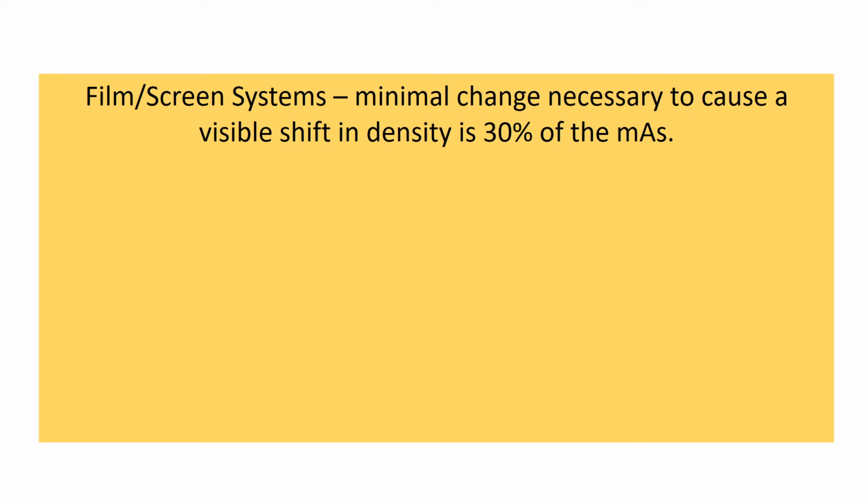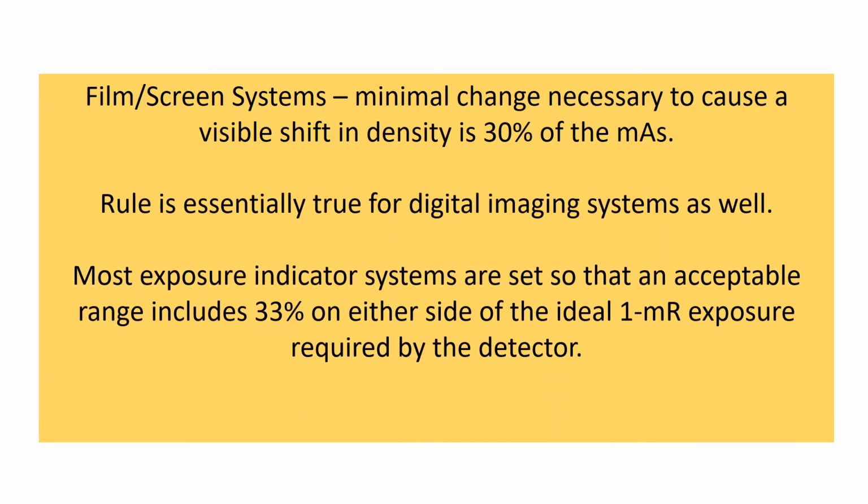Now, when film screen systems were used, in order to see any visible shift in density at all, you had to change your mass by at least 30%. If you didn't change your mass by at least 30% from the original mass that you used, you really wouldn't see a visible change in your image. The rule is essentially true for digital imaging as well.